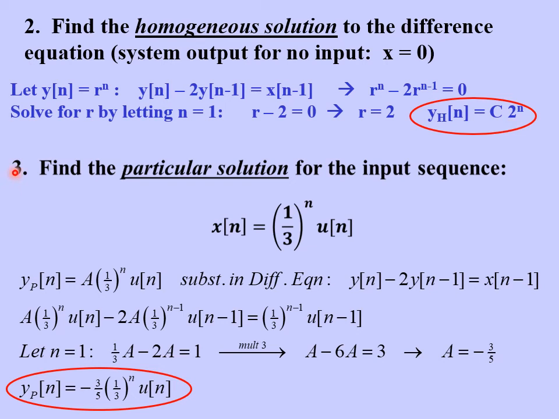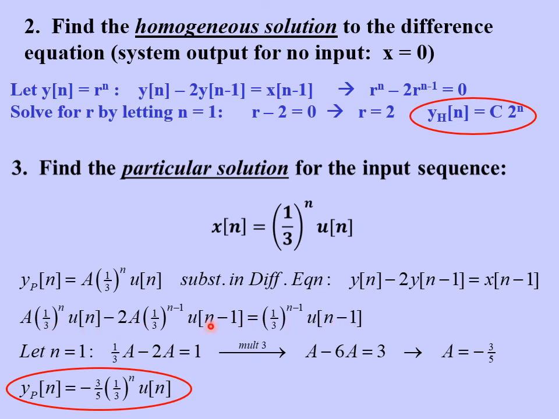Step 3, find the particular solution for the input sequence x of n equals 1/3 to the n times the step function u of n. So from the table a couple slides back, my particular solution is going to have the same form as this with a constant. So it's going to be a times 1/3 to the n times the step function u of n. And I'm going to substitute that back into the difference equation, which is shown right here. When I substitute that in, I get this expression down here, the whole thing.